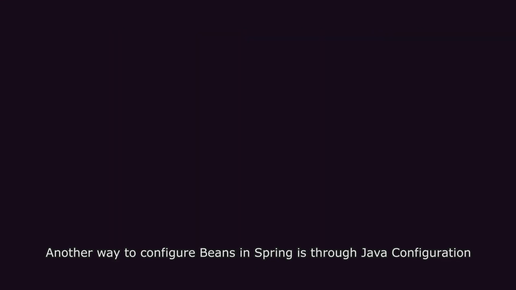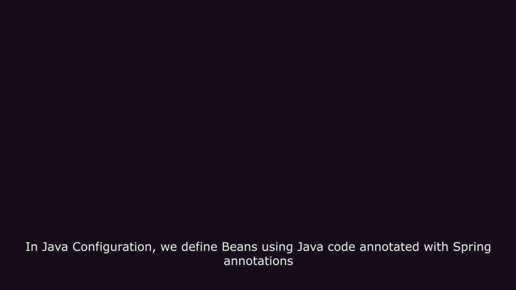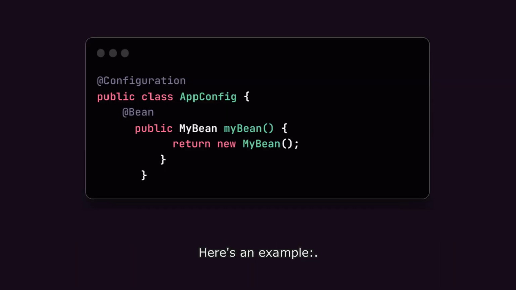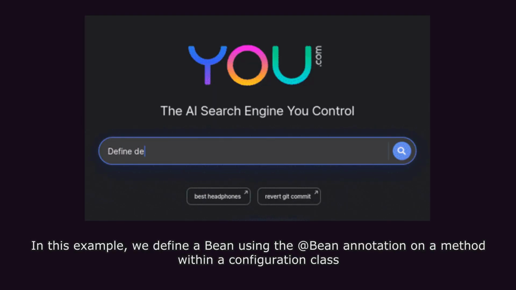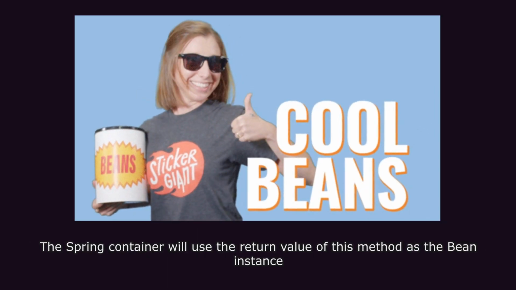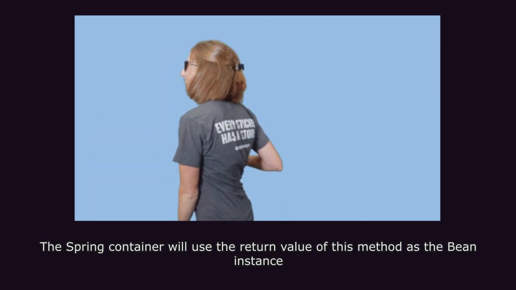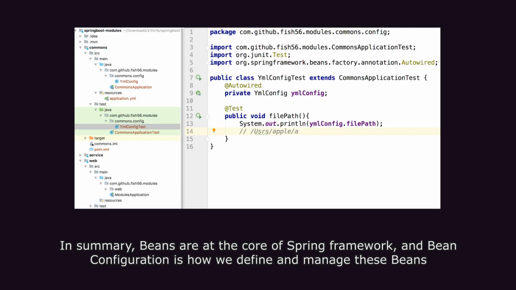Another way to configure beans in Spring is through Java configuration. In Java configuration, we define beans using Java code annotated with Spring annotations. Here's an example. In this example, the Spring container will use the return value of this method as the bean instance. In summary, beans are at the core of Spring Framework.